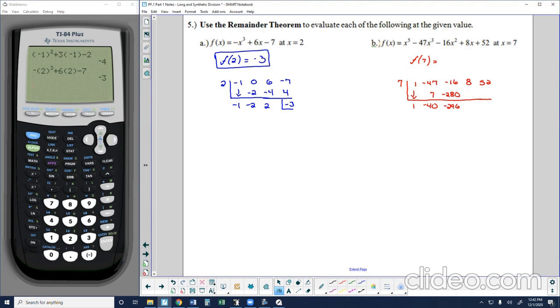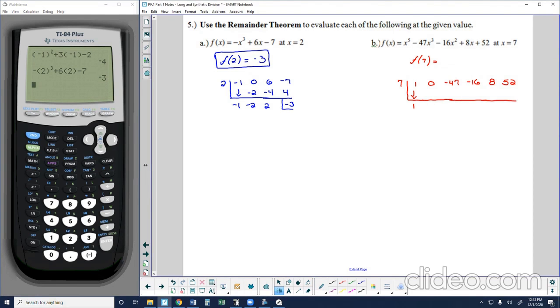That result would be, I'm going to run out of space here a little bit. Oh, sorry, I made a mistake here. I forgot my 0 placeholder. So my coefficients should actually be 1 for x to the 5th, 0 for x to the 4th, then -47 for x to the 3rd, -16 for x squared, and 8, and finally 52. So sorry about making that mistake here. Let's see if we can fix the process.